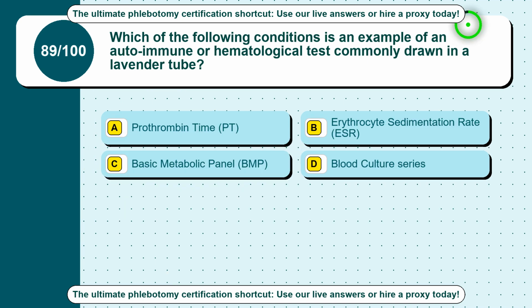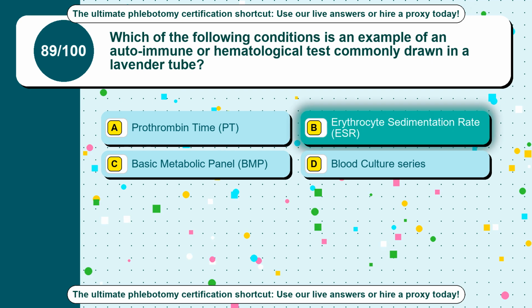Question 89. Which of the following conditions is an example of an autoimmune or hematological test commonly drawn in a lavender tube? Option A, prothrombin time, PT. Option B, erythrocyte sedimentation rate, ESR. Option C, basic metabolic panel, BMP. Option D, blood culture series.